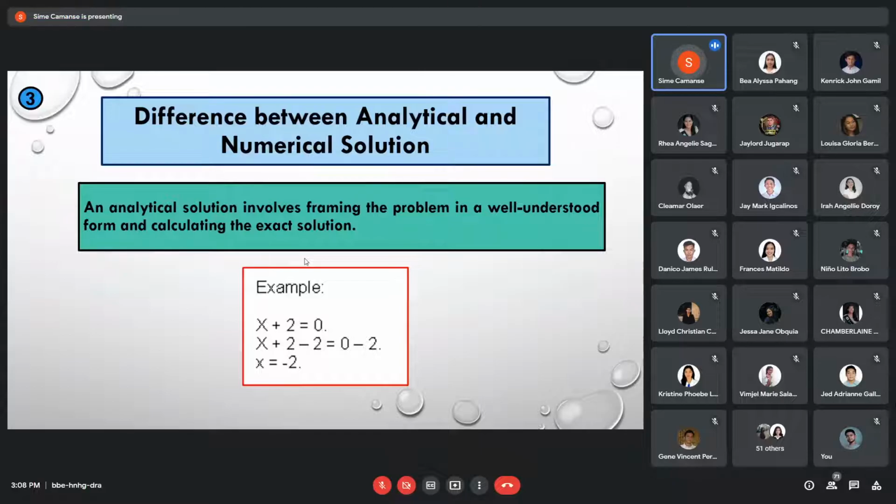Okay, so let's distinguish the difference between the analytical and numerical solution or method. Numerical methods allow us to approximately solve mathematics problems, specifically ones that we can solve analytically. Okay, so analytical means applying a set of logical steps to solve our problem that are proven to find the exact answers to the problem. So example, aning x plus 2 is equal to 0. So we can easily find exactly what is x.